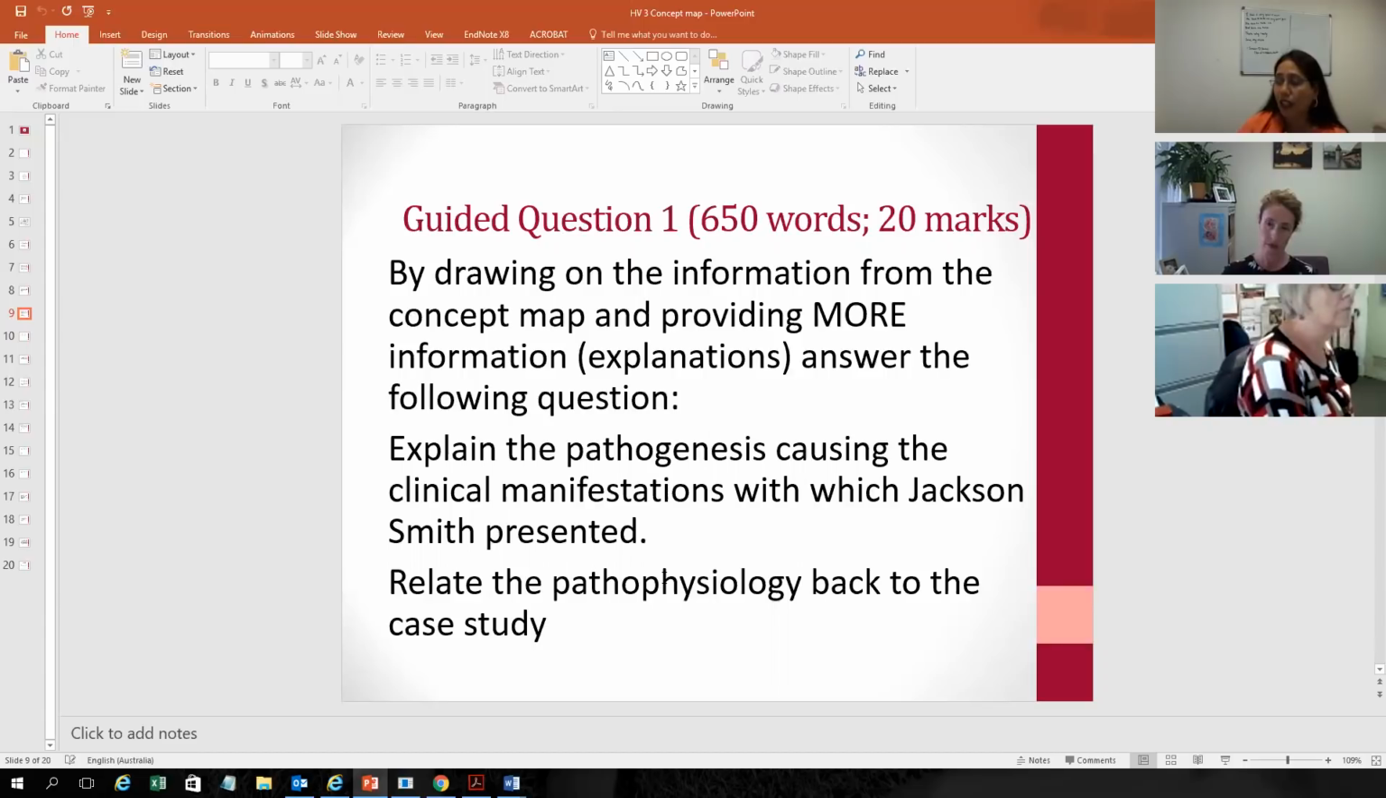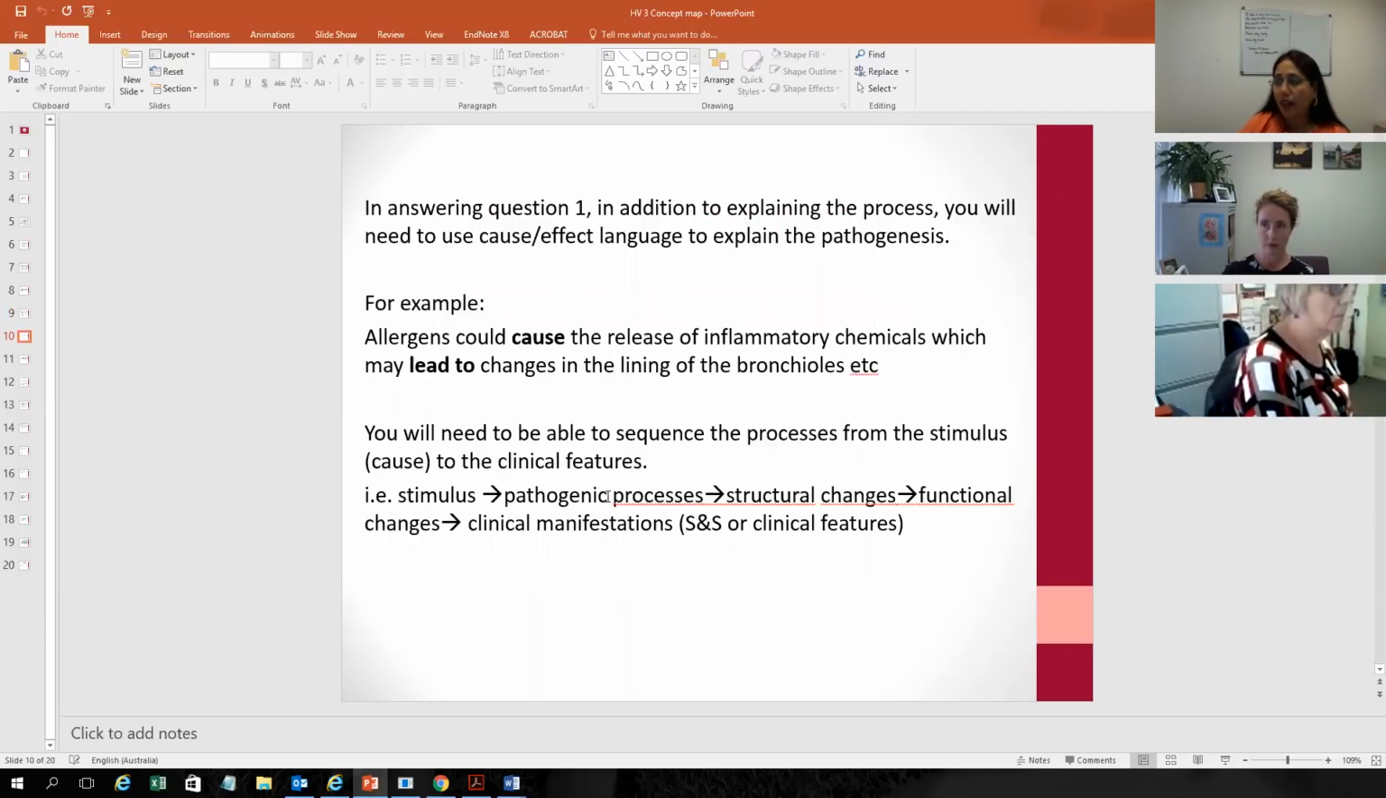The first question is, explain the pathogenesis causing the clinical manifestations with which Jackson Smith presented. Relate the pathophysiology back to the case study. So you need to keep relating it back to the case study. So you need to mention Jackson Smith. So in the case study, or based on Jackson Smith's situation. So you need to relate it back to the case study.